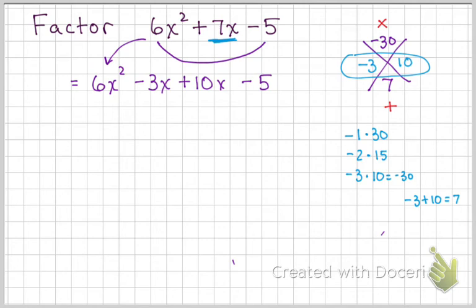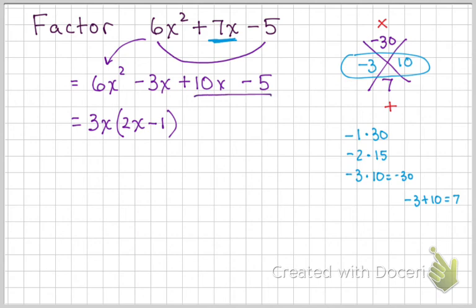So now we have 4 terms, so we can factor by grouping. When you factor by grouping, just ignore the last 2 terms for just a moment. Look at the first 2 terms, and there's a common factor. Can you see what it is? It's going to be 3x. So if we factor out that 3x, 3x times 2x gives us 6x squared. And then we need a minus 1 because 3x times minus 1 gives us minus 3x.